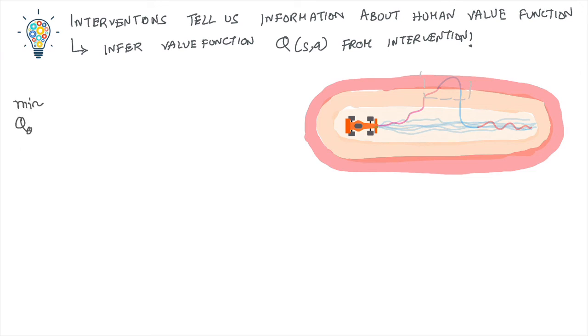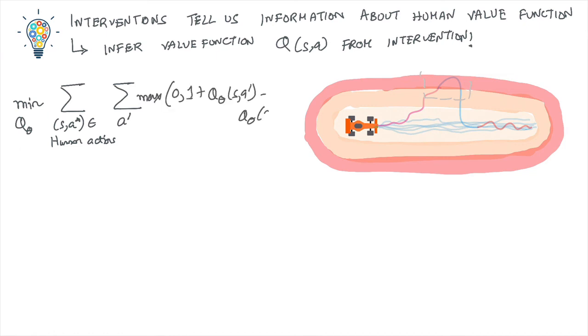So we are solving for a value function Q theta. The objective is simple. Take all the action labels that you get from the human, so this could be from human driving or from intervention data, and correctly classify the human actions. And since the classification objective is non-convex, you can come up with a convex upper bound like a hinge.